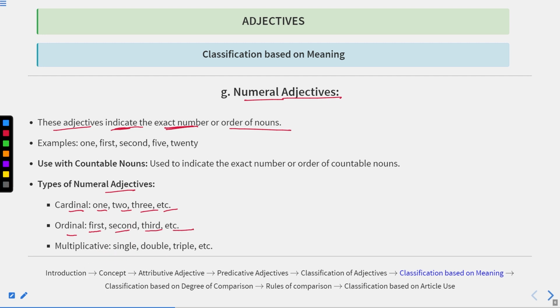Now, multiplicative means single, double, triple. These are also known as numeral adjectives. Now, if I say first, second, third, I can write first like this or second like this. Rather, if I write second like this, it is incorrect. We cannot make superscript over the Roman numbers. This is totally grammatically incorrect.